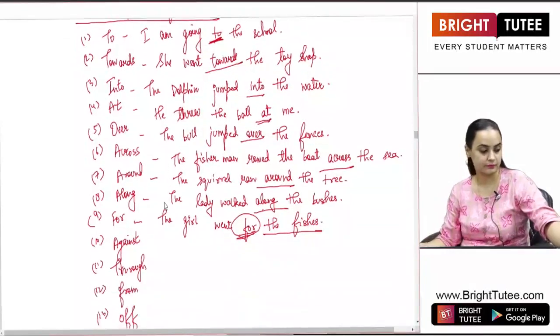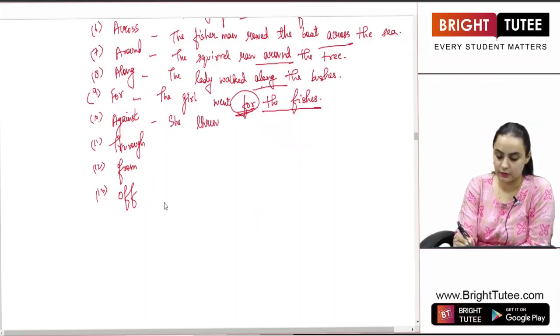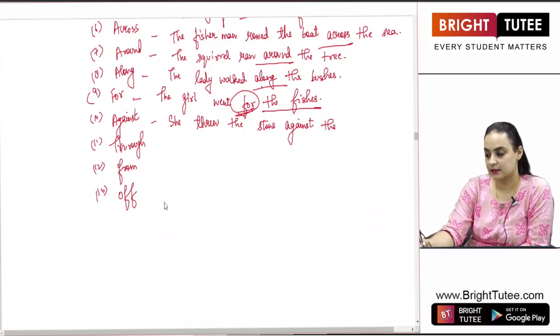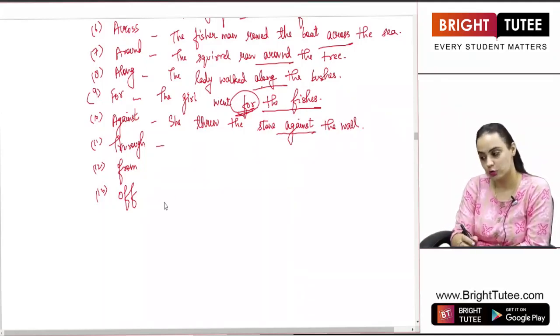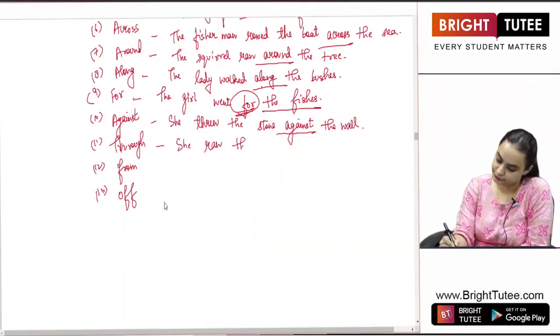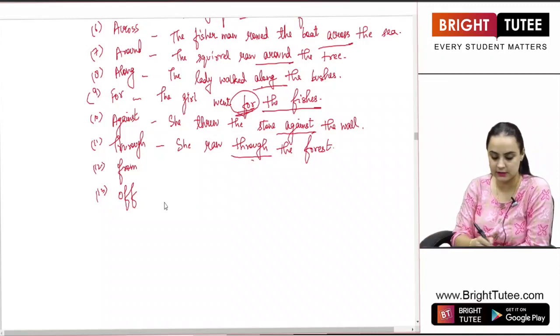Against. If I give you the example, she threw the stone against the wall. So where did she throw the stone? Against the wall. So this is my direction. Through. She ran through the forest. So in which direction did she run? Through the forest.